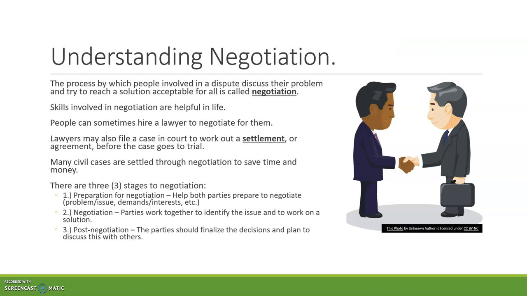There are three stages to negotiation. Number one is preparation for negotiation. Help both parties prepare to negotiate. What's the problem? What's the issue? What are the demands? What are the interests? Etc. Number two, negotiation. Parties work together to identify the issue and to work on a solution. Number three, post-negotiation, the parties should finalize decisions and plan to discuss this with others. So negotiation is one way that disputes can be settled.